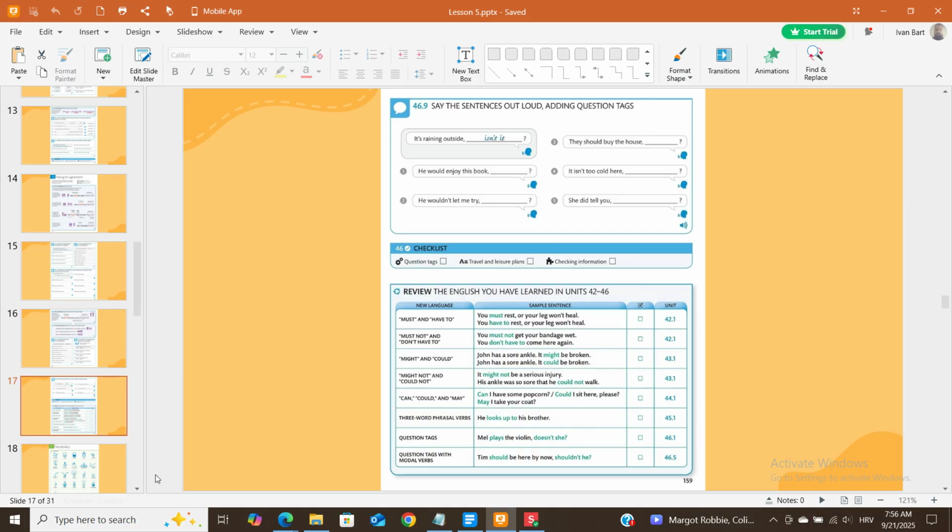Can, could and may. You must rest or your leg won't heal. You have to rest or your leg won't heal. You must not get your bandage wet. You don't have to come here again.